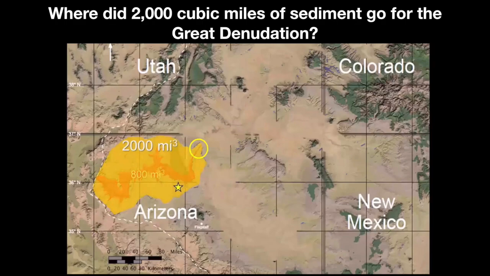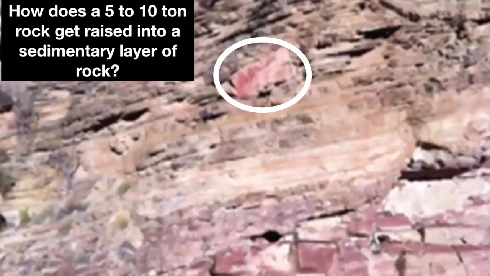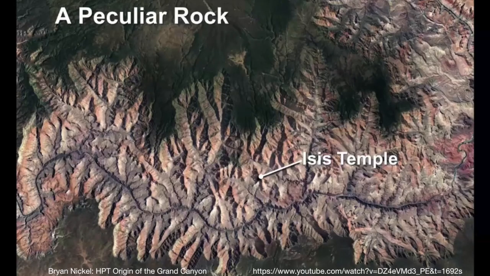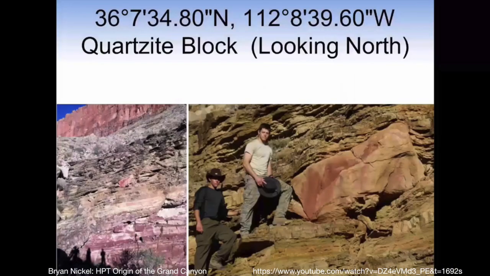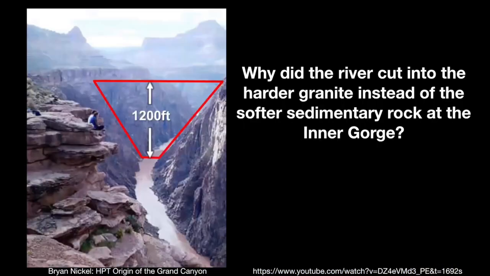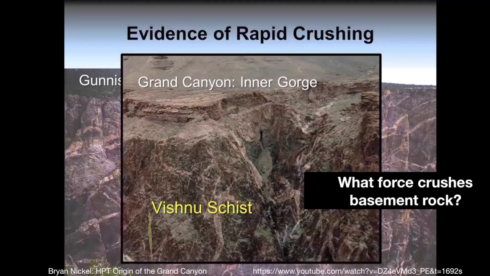How does all this happen? What force could do that? How does this 5 to 10 rock get raised up into this sedimentary rock? It came from down on the bottom, and now it got lifted up. That's not on their website. And that particular rock is at that place. And then the inner gorge. How did that 46-mile crack go? I mean, the river should have cut the sedimentary rock, which was softer, but it didn't. It cut into that Vishnu schist.